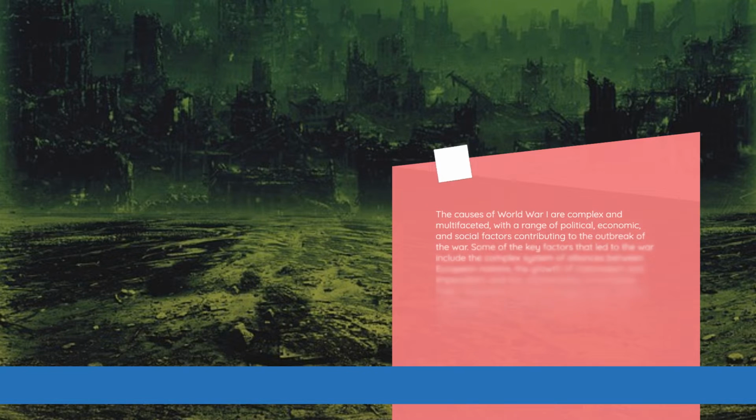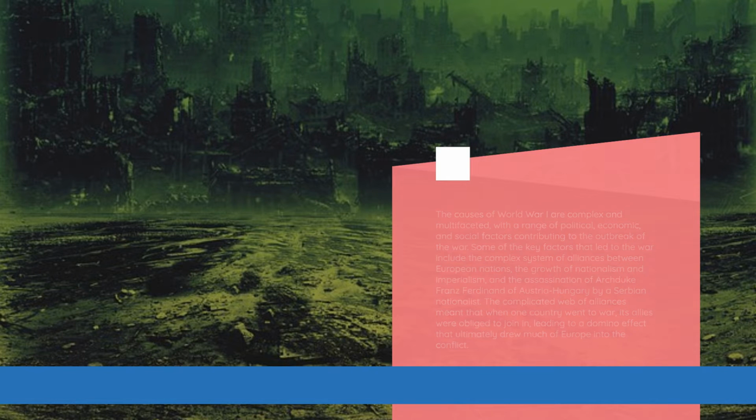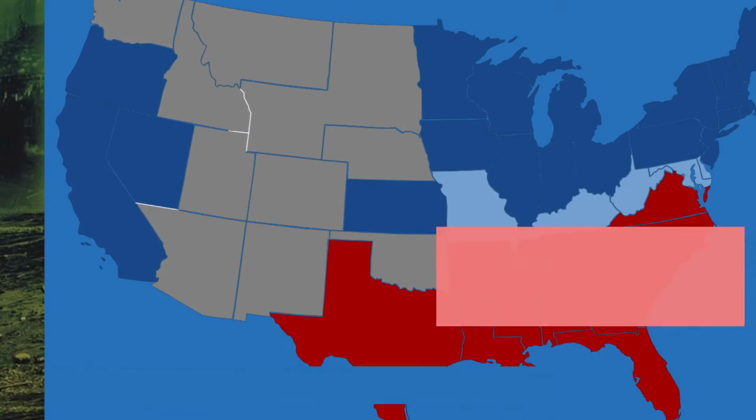What was the cause of the war? The causes of World War I are complex and multifaceted, with a range of political, economic, and social factors contributing to the outbreak of the war. Some of the key factors that led to the war include the complex system of alliances between European nations, the growth of nationalism and imperialism, and the assassination of Archduke Franz Ferdinand of Austria-Hungary by a Serbian nationalist. The complicated web of alliances meant that when one country went to war, its allies were obliged to join in, leading to a domino effect that ultimately drew much of Europe into the conflict.